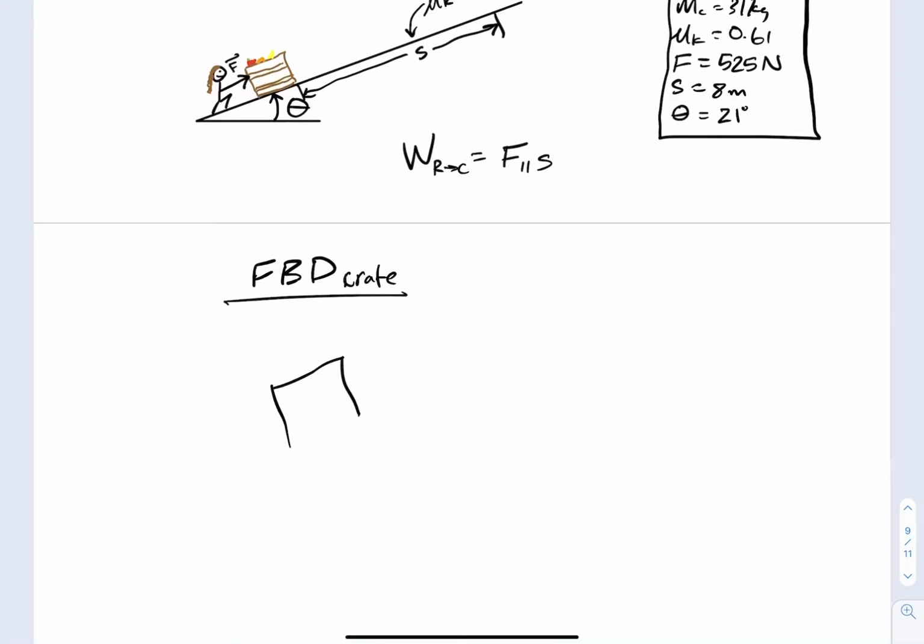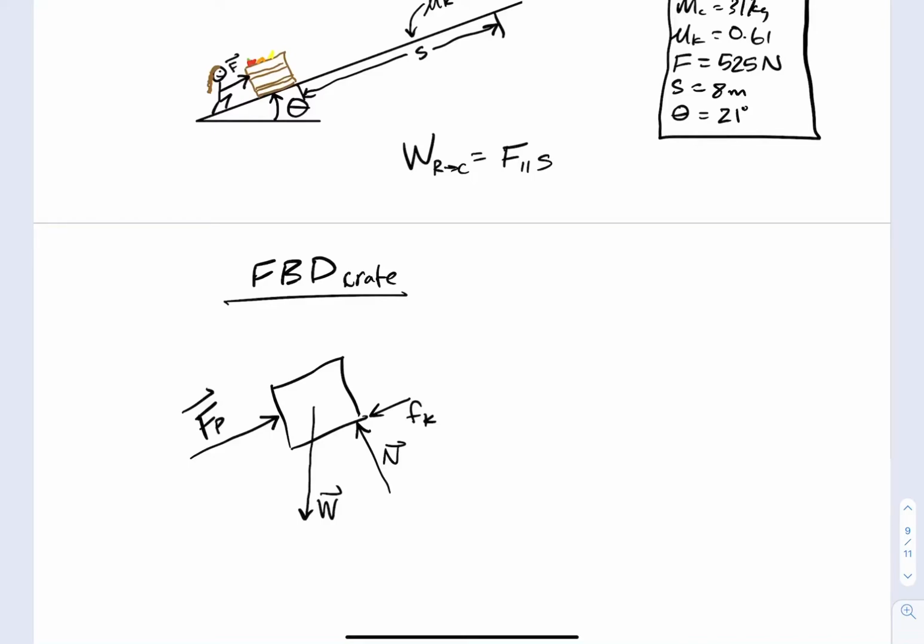Here's the crate. Try to draw this FBD out. Maybe pause the video and try to draw the FBD. If I were to draw this, I would have a weight force. It's on an incline, so that's a surface, so it has a normal force acting on it, normal to the surface. There's the force from the push. I'm going to say FP. And of course, there's friction opposing the motion.